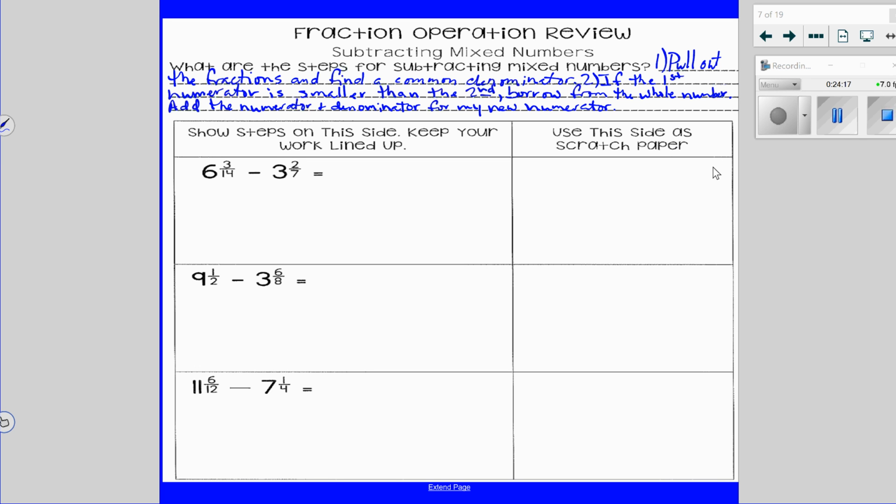Now we're going to subtract the fractions. Subtract the numerators, not the denominators. Then subtract the whole numbers. And finally, if needed, my personal favorite, simplify it.